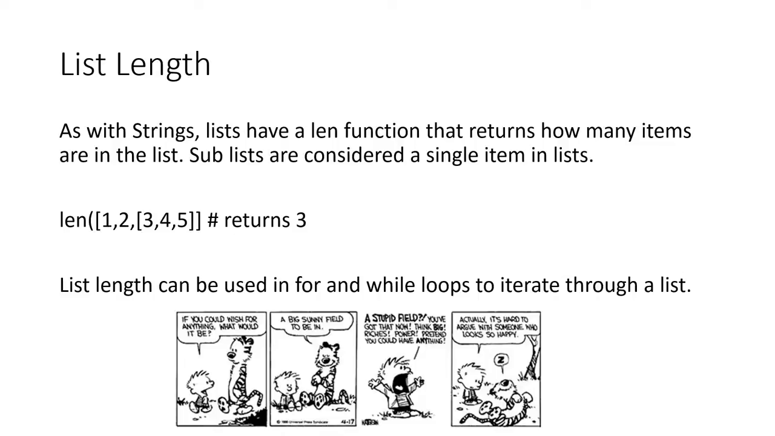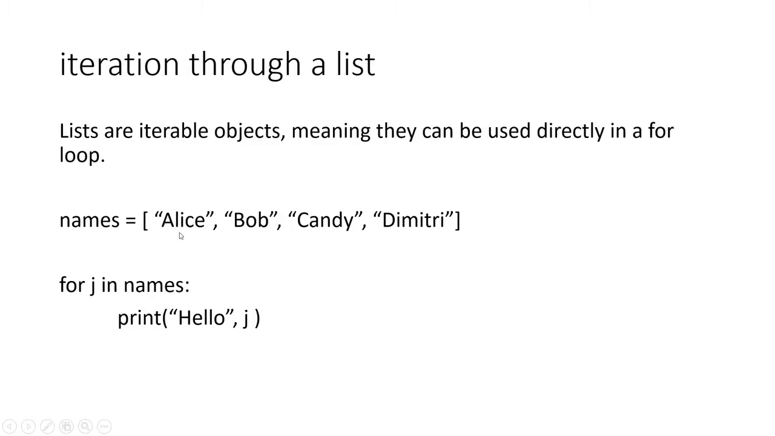Now, as with strings, lists have a len function that returns how many items are in the list. For the purpose of the len function, sublists are considered to be a single item. So for example, if we look at the line of code here, we can call the len function on a list, and this would return 3. The reason for this is that the three distinct elements are the integer 1, the integer 2, and the list 3, 4, 5. Now this interior list would also have a length of 3, but in the outer list it acts as a single element.